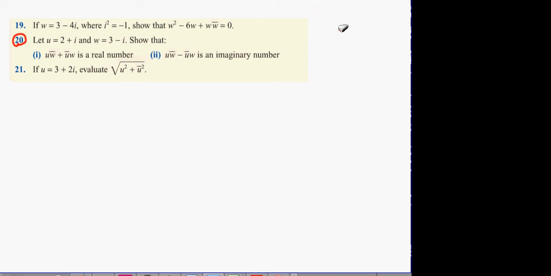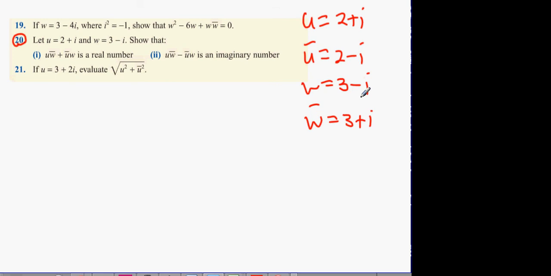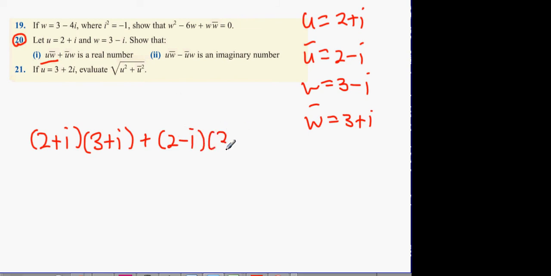So what we're going to do is just write down a list here, okay? So u is 2 plus i. The conjugate of u, therefore, is 2 minus i. If w is 3 minus i, the conjugate of w, therefore, has to be 3 plus i. Do exactly what the equation asks you to do. It asks you to multiply u, which is 2 plus i, by w bar, or the conjugate of w, which is 3 plus i. Then add the conjugate of u, which is 2 minus i, multiplied by w, which is 3 minus i.